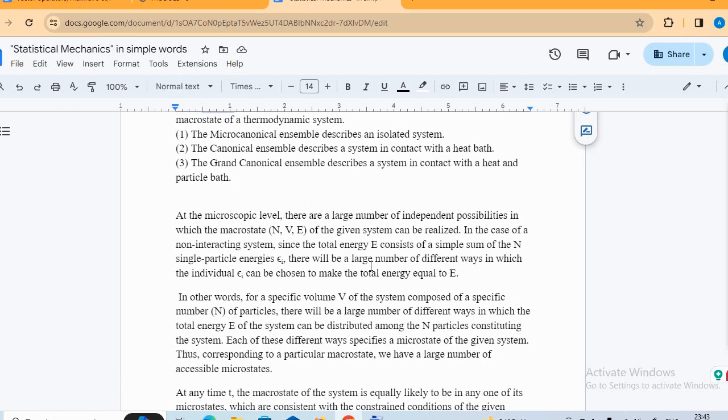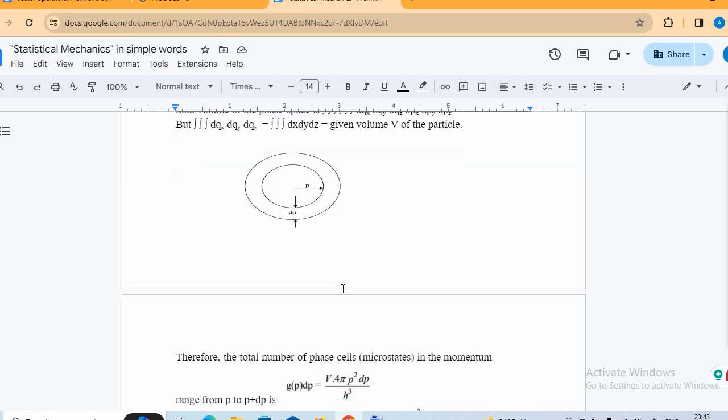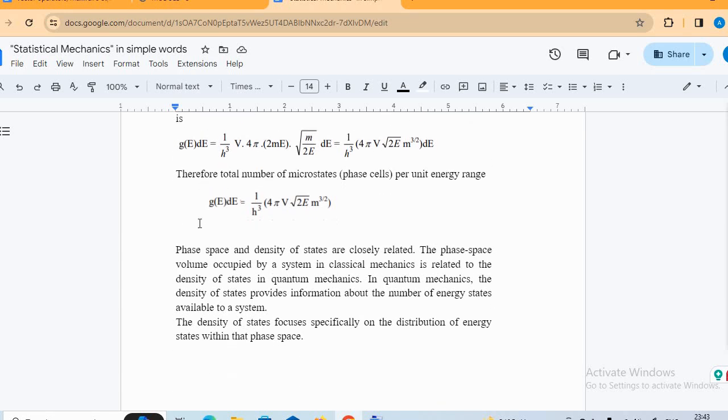Now, when you have a large number of energy levels, one can calculate the total number of energy states. So this gives you the energy states in the system. If you integrate over a certain energy range, you will get the total number of microstates within that energy.